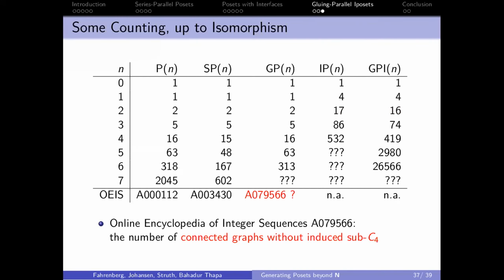And last thing to notice is that other people do counting too, especially the sequence of posets and the sequence of SP posets are well known on the online encyclopedia of integer sequences. More surprisingly, the sequence of gluing parallel posets is also well known, but under different names. If you just enter those numbers into the OEIS, it's very convenient, you find out that this is the sequence of connected, undirected graphs without induced 4 cycles, which we don't know what to do about. We also don't know whether computing GP of 7 will confirm this coincidence, and we don't know why. So there is some work to do there.